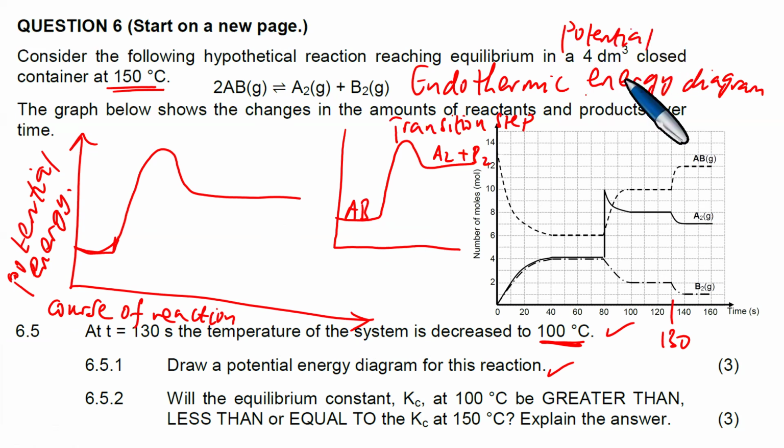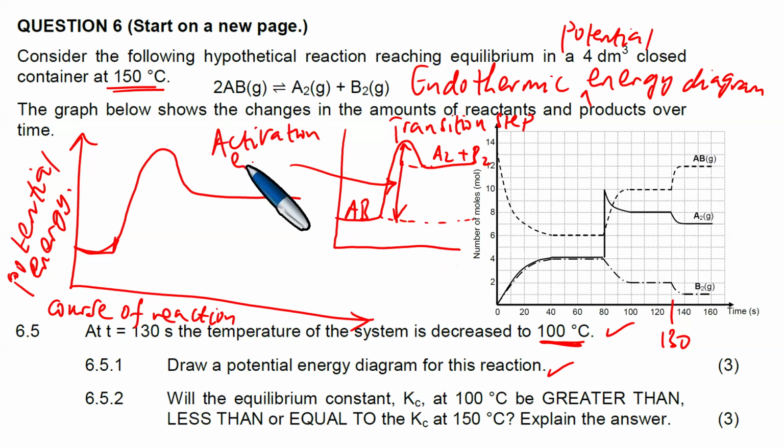Endothermic potential energy diagram. Okay, let's look at a couple of things. I want to add some information here. We will remember from grade 11 that this was the activation energy, and this one here is what we call the activation energy. So this is the endothermic potential energy diagram. It's like this.